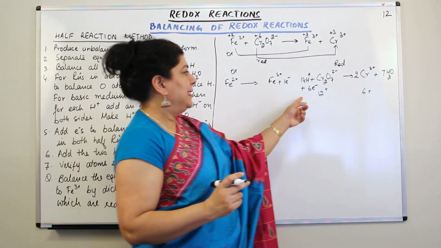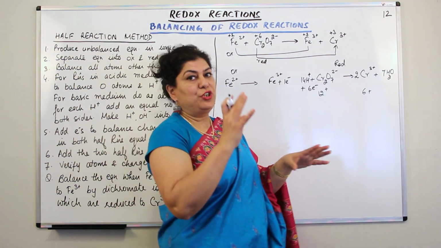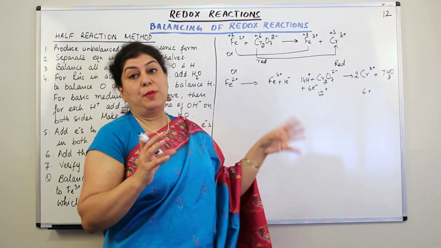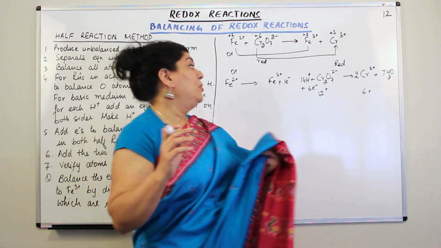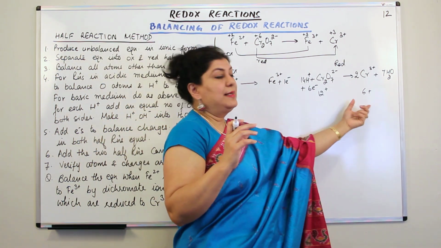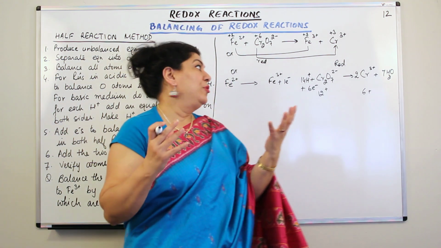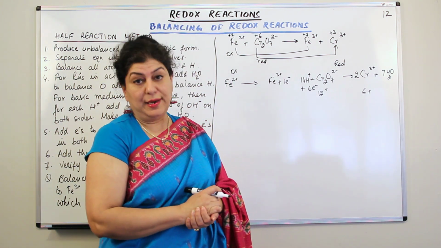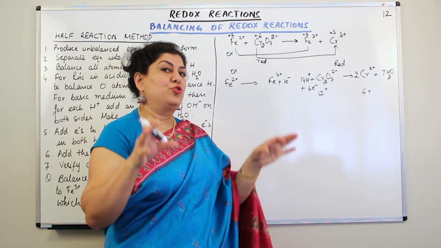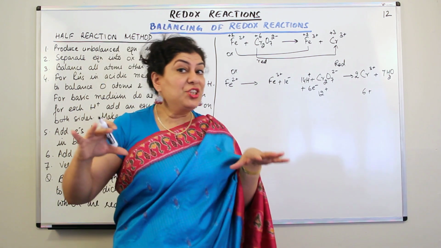Now on adding 6 electrons, out of 12 positive charges, 6 positive charges have been cancelled, and now you have 6 positive charges on this side and 6 positive on the other side. Therefore, your positive charges are balanced. The charges are also balanced. So we've reached that step.